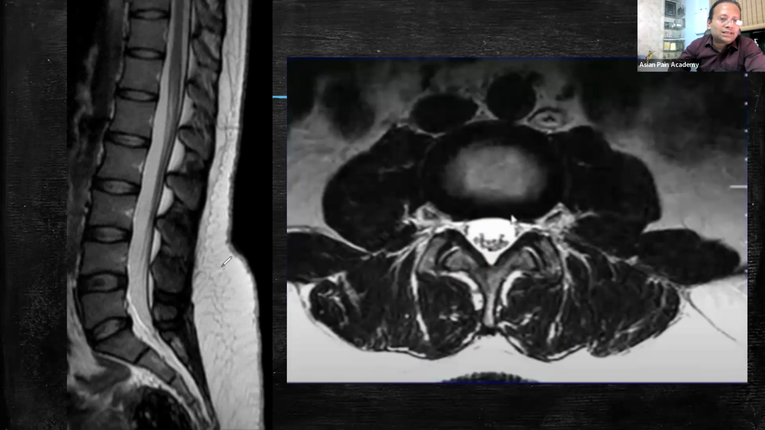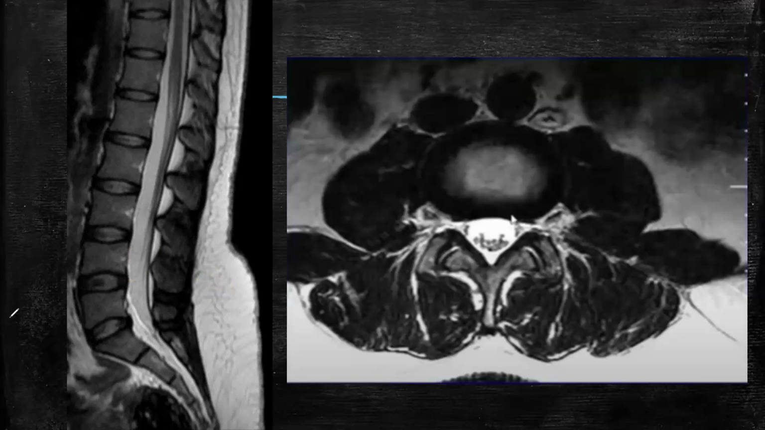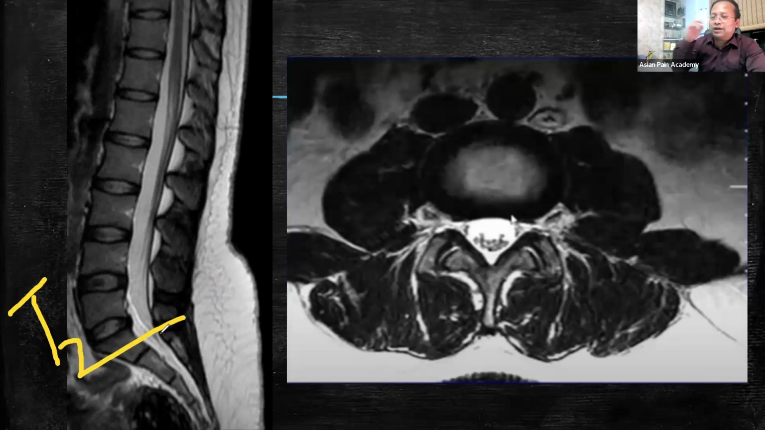First, you see, as I told you, this is fat, this is white, and this is CSF. This is the CSF area, but this is also white. So someone tell me, what sequence should it be? T2. Yes, T2, because fat plus water are both white.